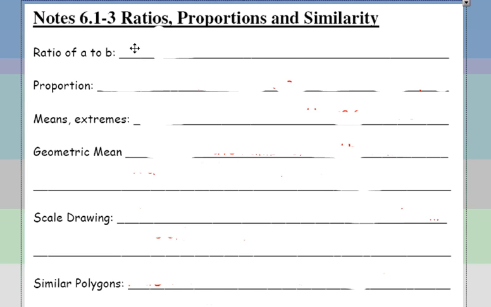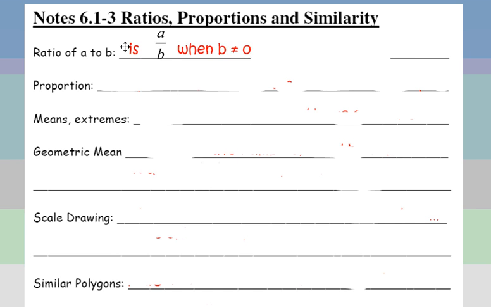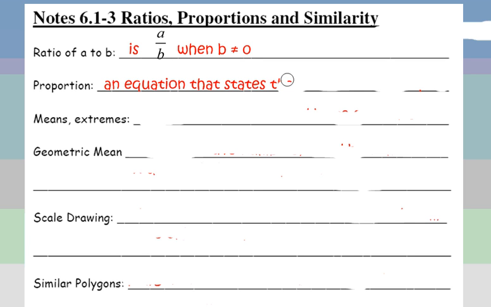And that means that you are aware that the ratio of A to B is A over B when B does not equal 0. Obviously, we can't divide by 0, so the denominator of my fraction cannot be 0. All right, so we can write a ratio as a fraction. A proportion is when we put two ratios together. So it's an equation that states that two ratios are equal to each other.